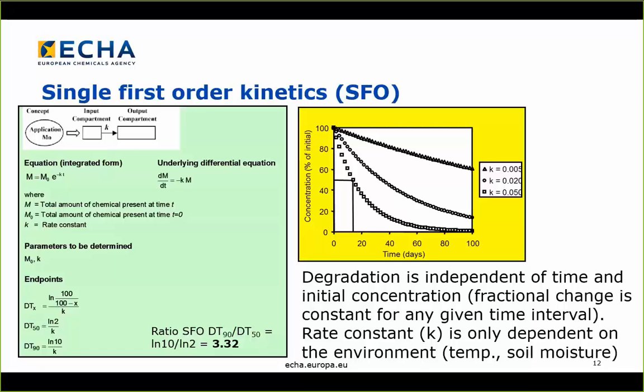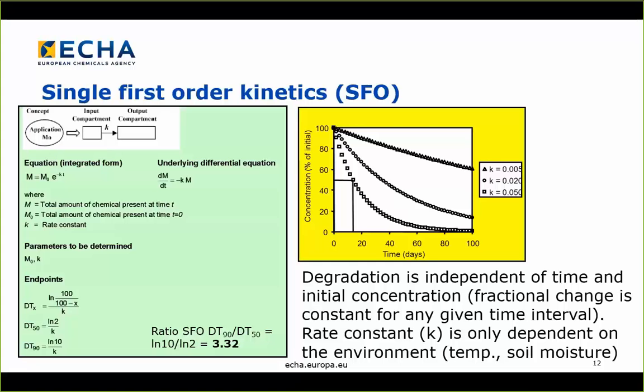As I said before, degradation is independent of time and initial concentration, so the fractional change is constant for any given time interval. So the time it takes for the first 50% of your substance to degrade is the same as it takes for the next 50% and the next 50%. So that fractional change is constant, determined by that k value parameter, that rate constant. And the rate constant is only dependent on the environment, so it could be dependent on temperature or soil moisture, for example.